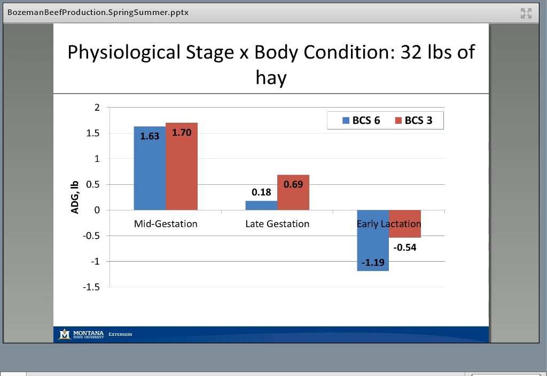Now certainly the cows in better condition have more back fat and body to put towards early lactation, and we do expect cows to lose weight after calving, so having those cows in better condition allows them to do that and is less risky from a reproductive standpoint than those thinner cows.